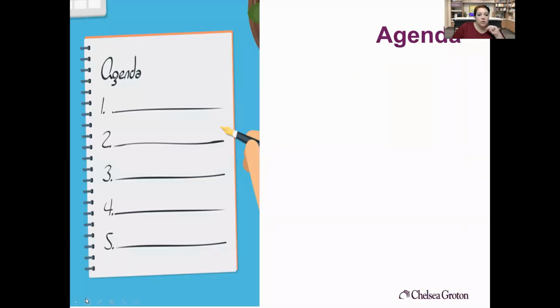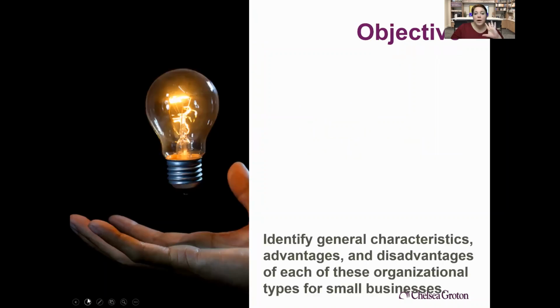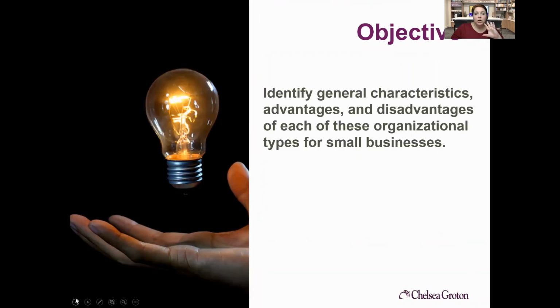So we're going to launch right in. Here's our agenda. I welcomed everybody. We're going to discuss the concepts. We're going to have a couple of different conversational activities, and we're going to learn to identify the general characteristics, advantages, and disadvantages of each different organizational type for a small business.